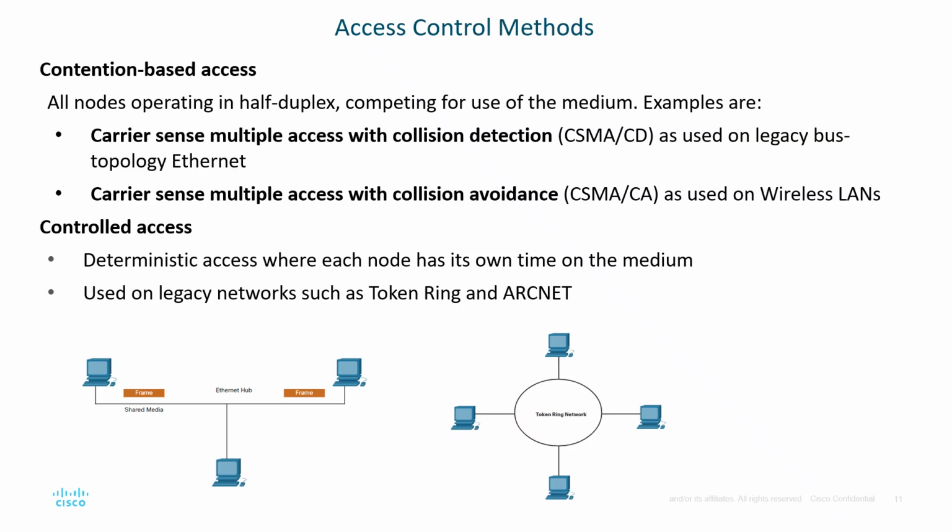Within our access control method, we are going to talk about contention-based and controlled access. And we're going to use those two legacy topologies. In contention-based, all nodes operating in half duplex are competing for the use of the medium. Carrier sense multiple access with collision detection, CSMA/CD, is for a wired network. Carrier sense multiple access with collision avoidance, CSMA/CA, is for a wireless network.